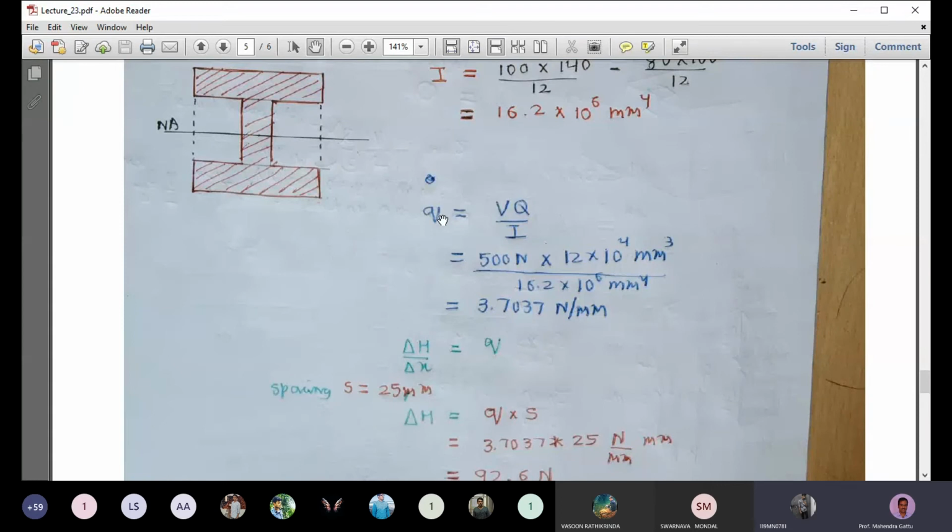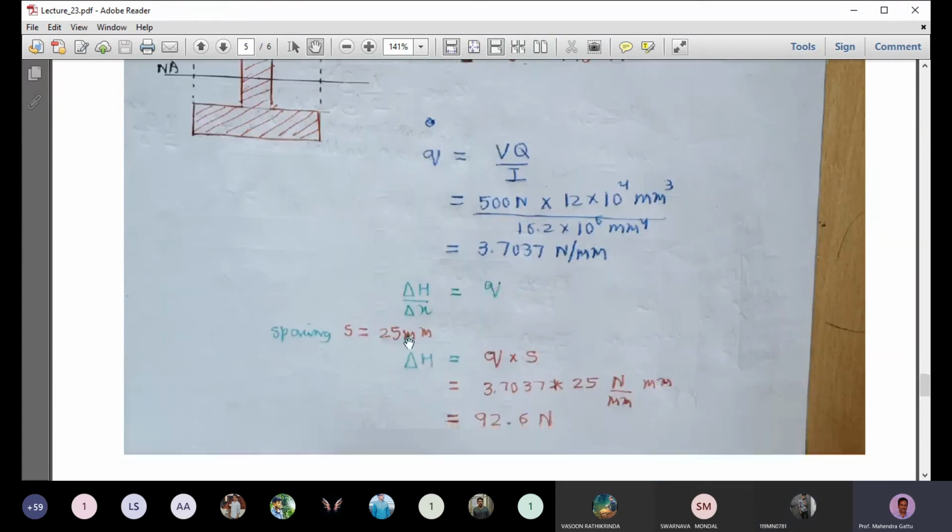So what is the shear flow? Shear flow is the horizontal force acting per unit longitudinal length, so delta H by delta x is q. The spacing of the nails is given as 25 millimeters. So the horizontal shear force taken by each nail we can get by multiplying q times the spacing.